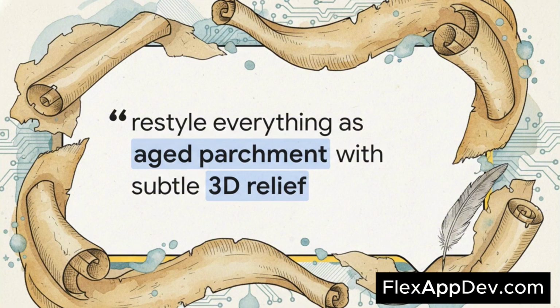And again, what was the secret to getting this incredible style? It wasn't some long, complicated code. It was this part of the prompt. Just telling the AI to restyle everything as aged parchment with subtle 3D relief was enough to define the entire look and feel. That's a huge takeaway for anyone who wants to try this themselves.